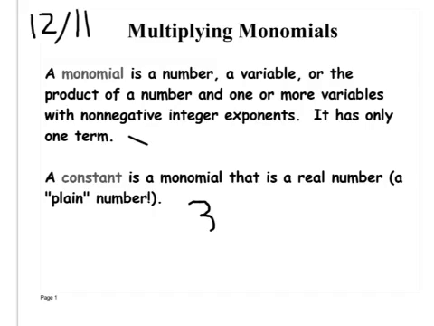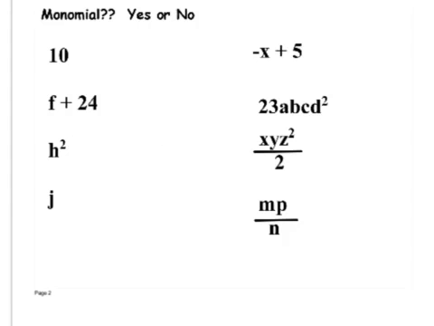A monomial could look like this: x. It could be the product of a number and one or more variables, so 3x. Or how about 3xy? As long as there is not a negative integer exponent. Alright, write all of these down. Above them, write monomial, yes or no. Then write them all out, and then we'll go through them.